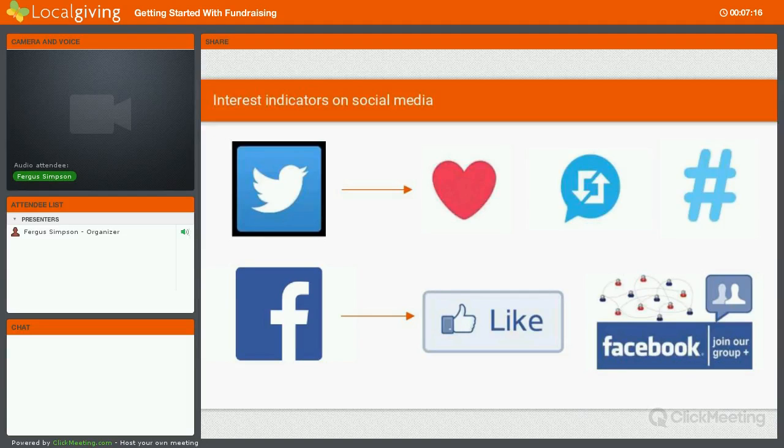It's also worth paying attention to interest indicators on social media. So these are just any indicators of someone who has liked or shown interest in something that you've posted. So on Twitter, look out for people who favorited your tweets or retweeted, or look out for some similar hashtags that might be related to your cause or tweets. And those are people that you may be able to engage with on a further level. Similarly on Facebook, have a look at people who liked your page or are involved in groups that are similar to your cause.